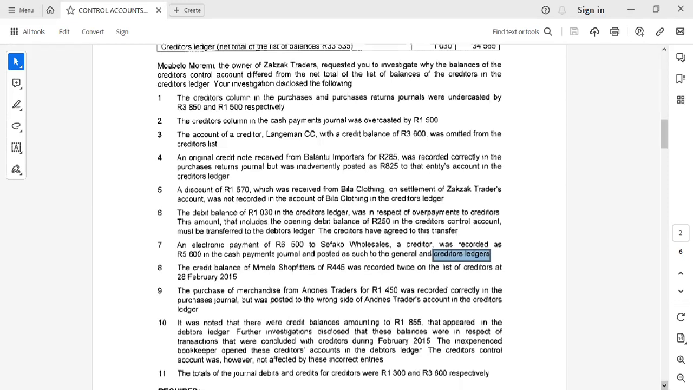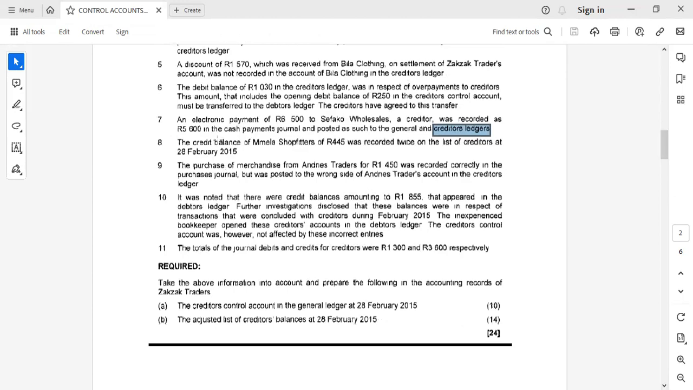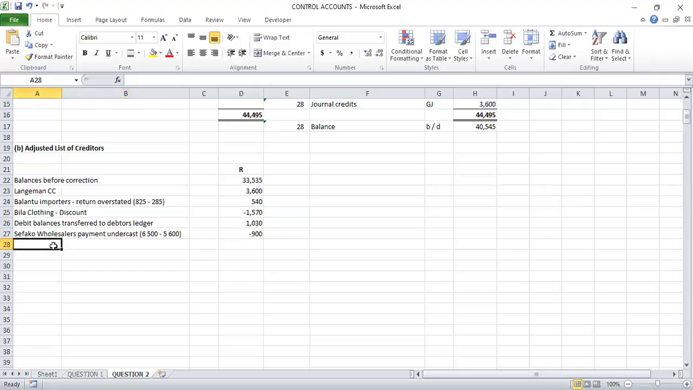Then the credit balance of Mela shop fitters of 445 was recorded twice on the list. So it was recorded twice. We have to remove one. So we have Mela shop fitters 445. We can just maybe say balance recorded twice. So we have to take the other one out.